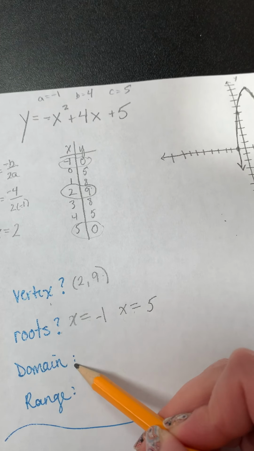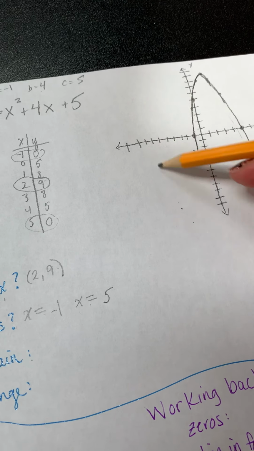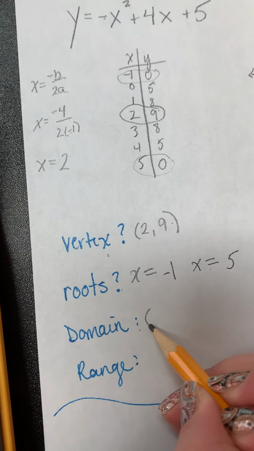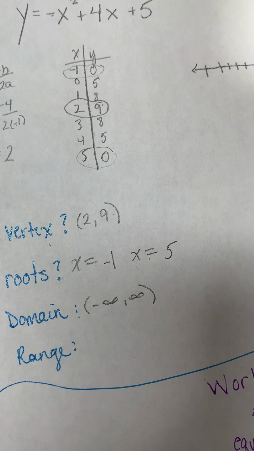Domain. All parabolas that face up and down have a domain of all real numbers, aka negative infinity to infinity.